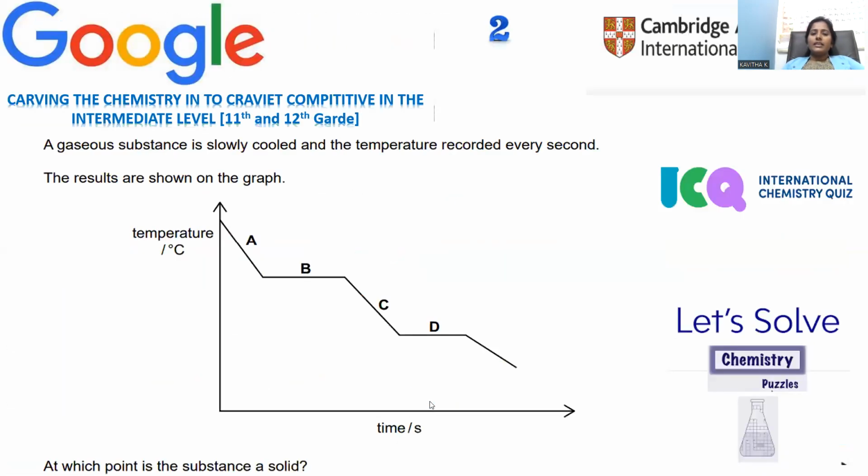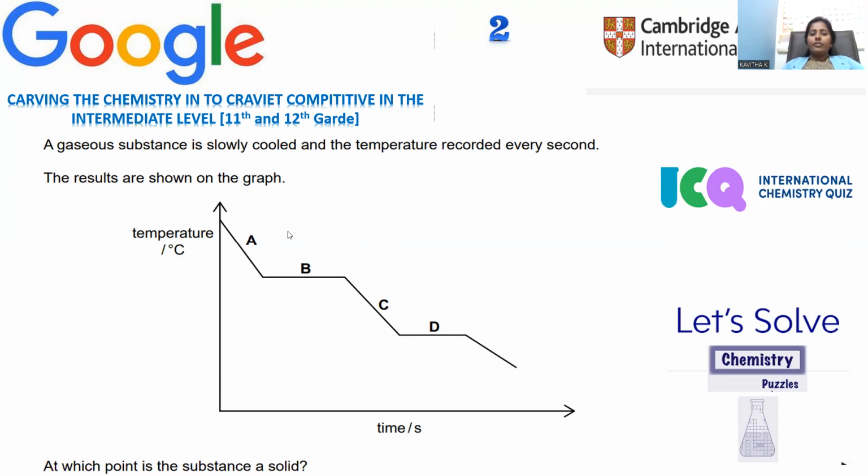Question number 2 is collected from Cambridge Assessment International Education. A gaseous substance is slowly cooled. Temperature is recorded every second. The results are shown on the graph. This is about the results in accordance with time and temperature. Fine. There is a kind of ups and downs over there.